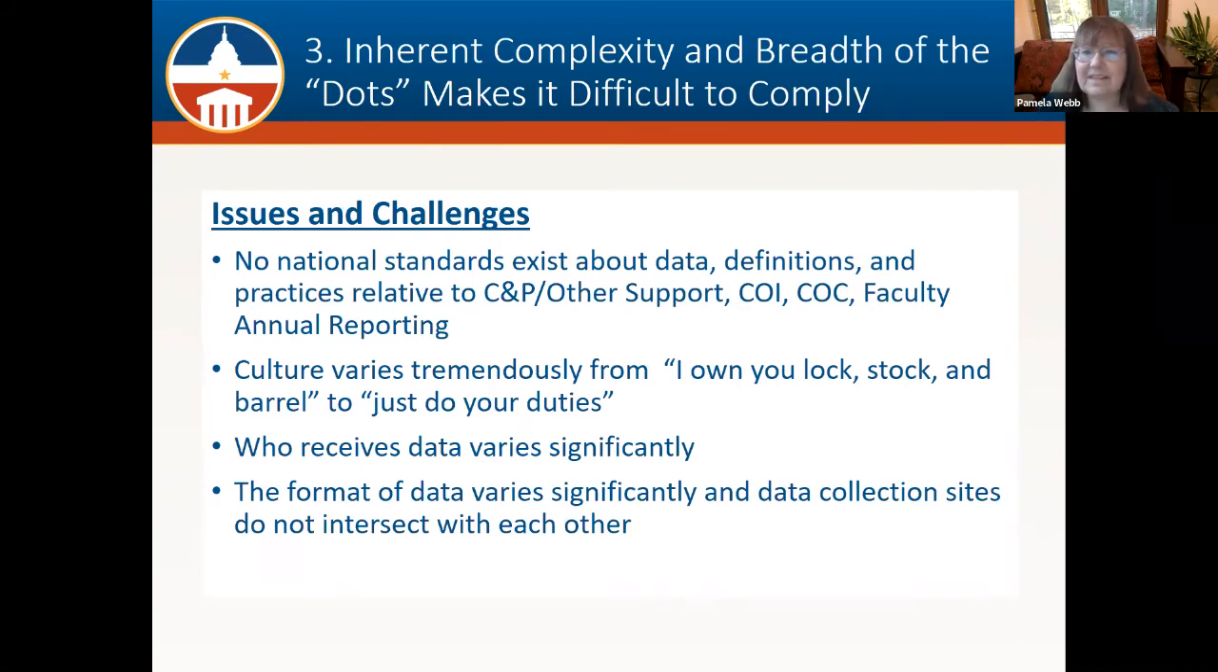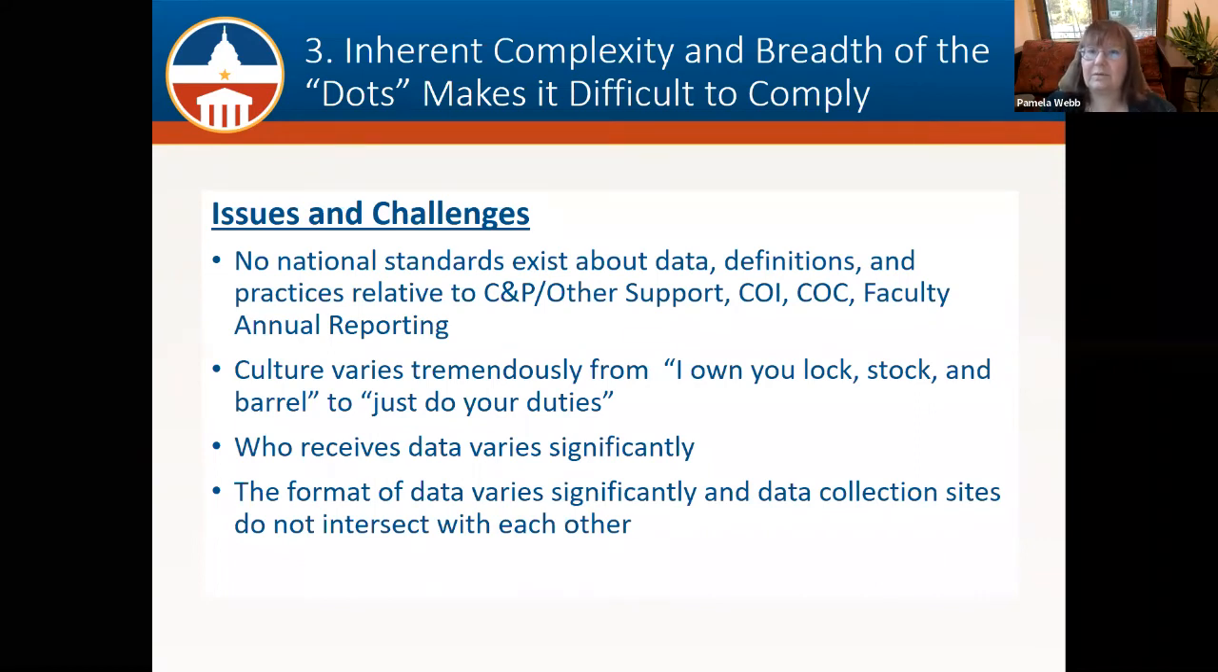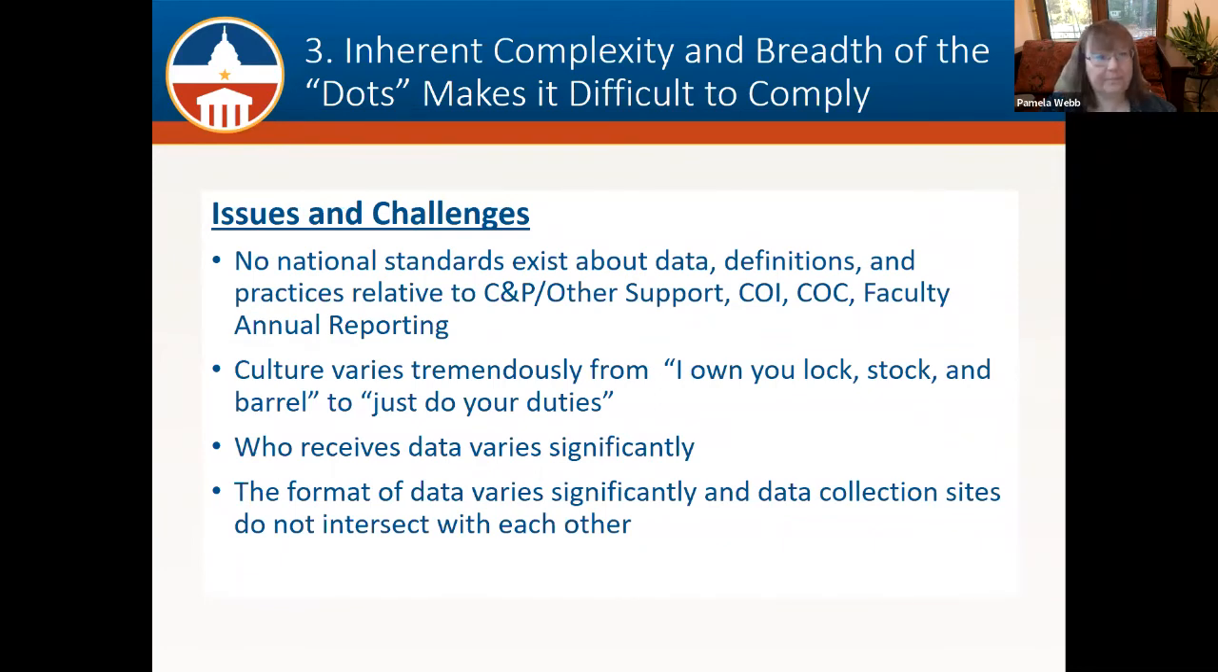And some of that information doesn't even come in from a system perspective. It could be an email. It could be a conversation that the faculty member has with his or her department head. So how to intersect all those dots is actually tremendously difficult. Next slide.